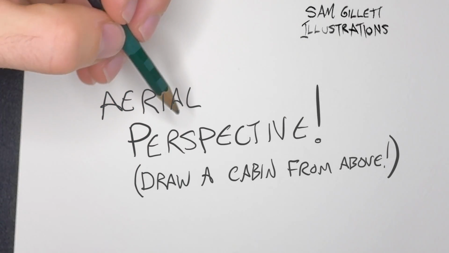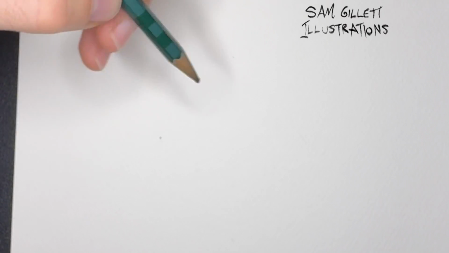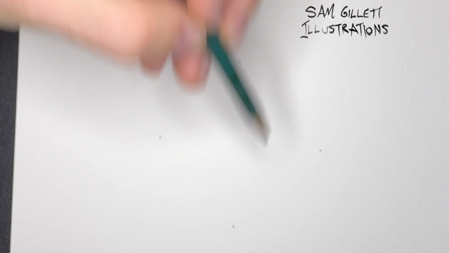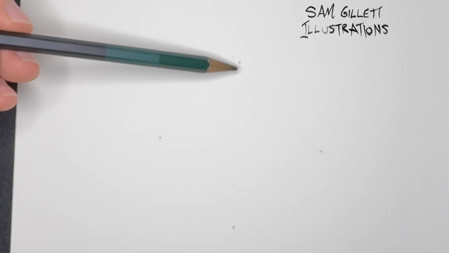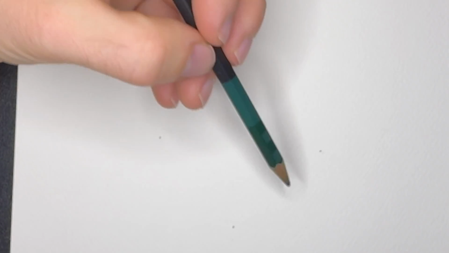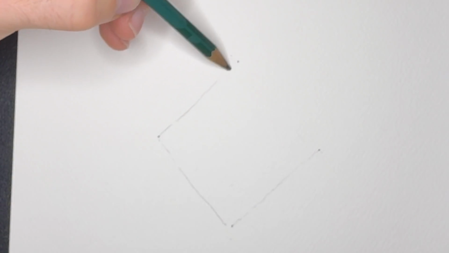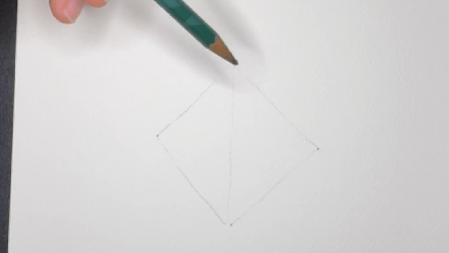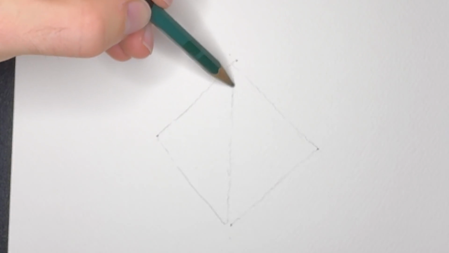To start off, I want you to put 4 points on your page. Almost like you're creating a graph here. Points above, below, to the left, and to the right. We're then going to connect them in a triangle here. Then let's connect them up the middle. That's going to be kind of like the corner of our little cabin.